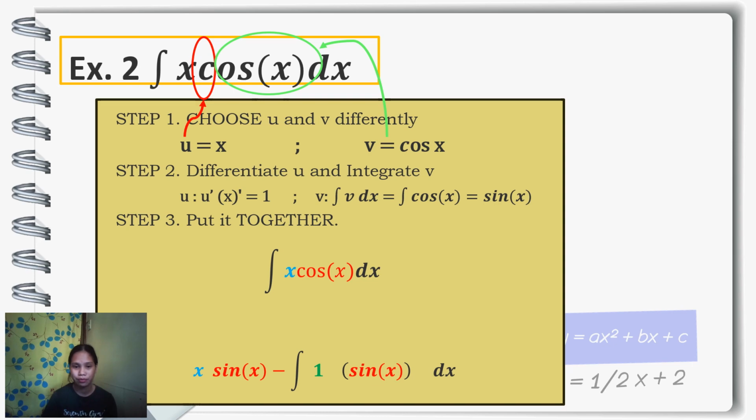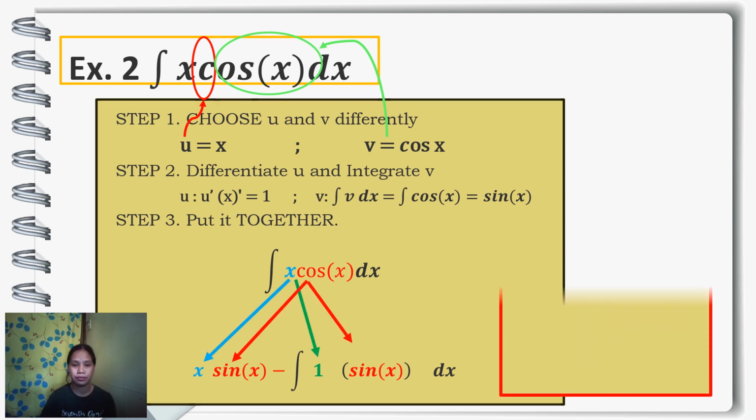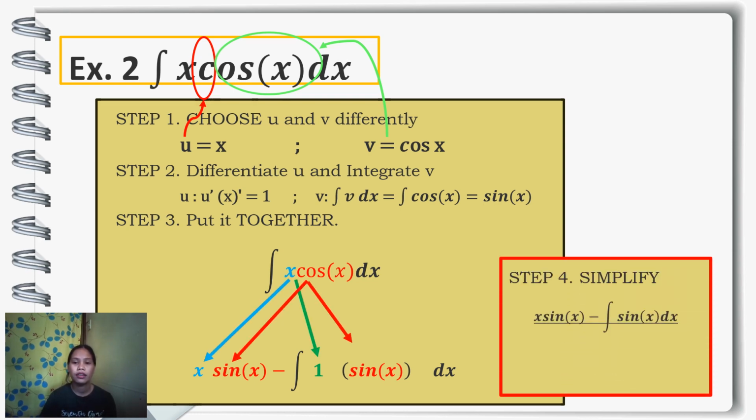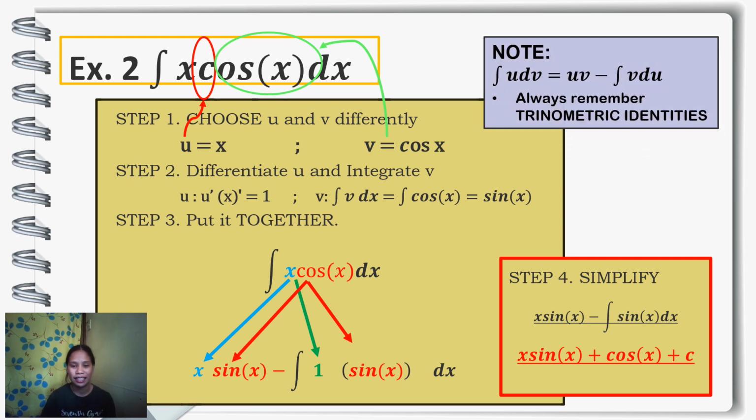So we have x sine of x minus the integral of 1 times sine of x dx. So simplify, we have x sine of x plus cosine of x plus c. So note that always remember the trigonometric identities when we're integrating a trigonometric function.